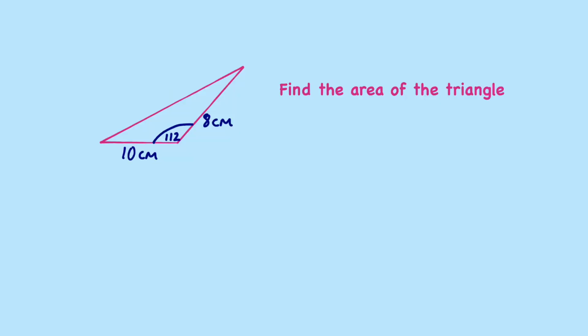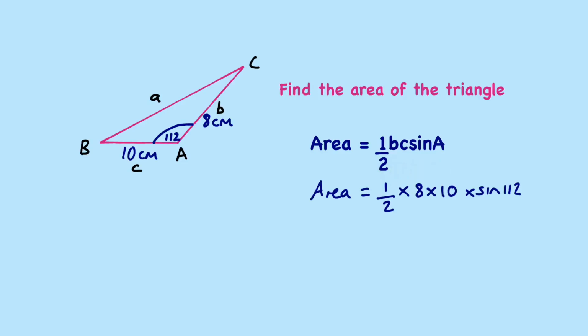So here we have another example. So we have, once again, two sides and we have the included angle. So let's label our triangle. So we have triangle ABC. So the two sides that we have are B and C, and the included angle is angle A. So the formula will be half BC sine A. Substituting our two values for B and C and angle A. Put it in our calculator and we get 74.2 centimetres squared to 3 significant figures.